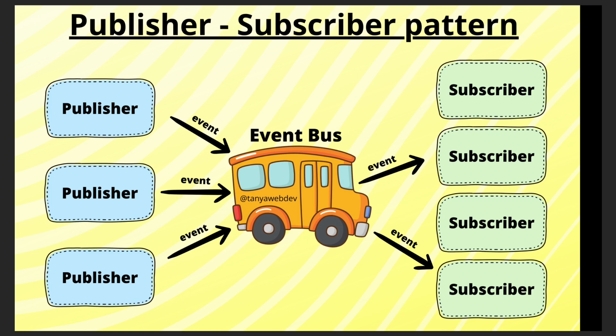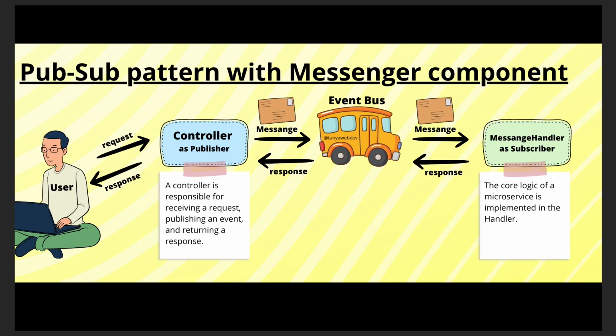We will implement the publisher-subscriber pattern using the Symfony component called Messenger. I will show you how it will work in an infographic, and then we will implement it in the code. So, the controller is a mediator between the user and the application. It receives a request from the user, sends a message through Messenger. This message is processed by the handler, which directly sends the email. Then the controller returns a response to the user.